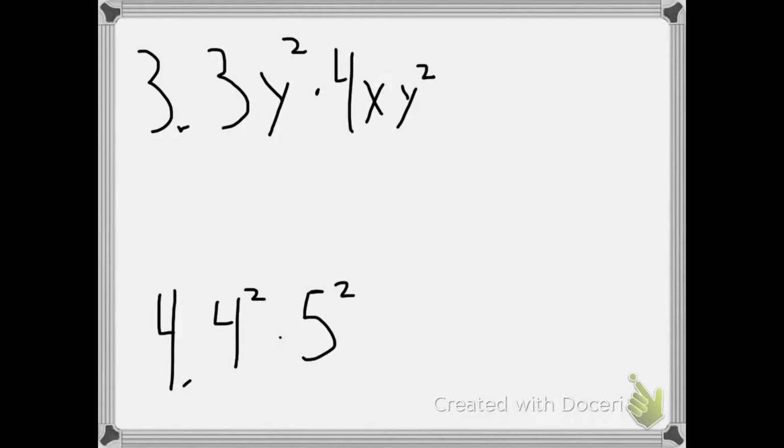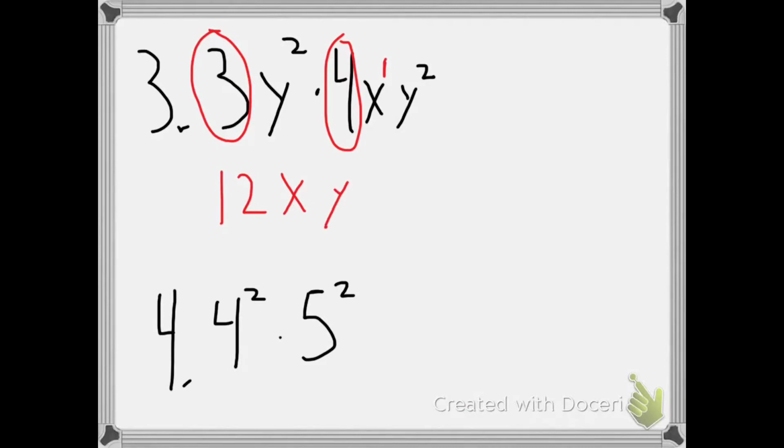So for number 3, there's different bases, so when you multiply these you get 12. And then for the first one there's no x, but for the second one there's an x, there's one x, so copy that down. And then y squared plus another y squared is y to the 4th power. So this is your answer in the end.